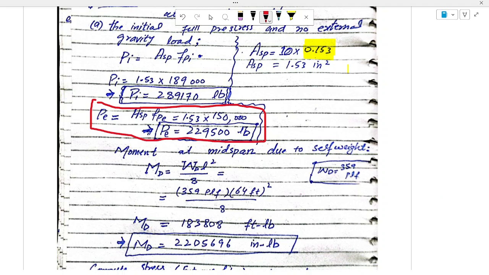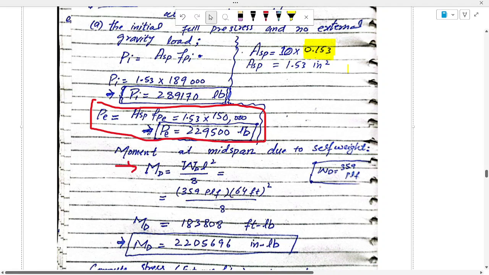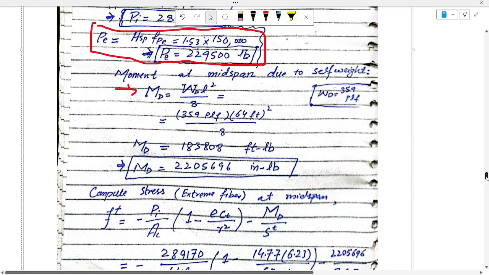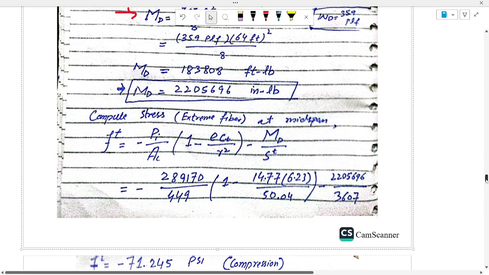The next step is the moment at mid-span due to self-weight. We calculated the moment MD due to self-weight. Remember this. In the initial condition, no external gravity loads are applied, so we will not find a moment due to external gravity loads. We will just find the moment at mid-span due to self-weight. So here we calculated this moment.